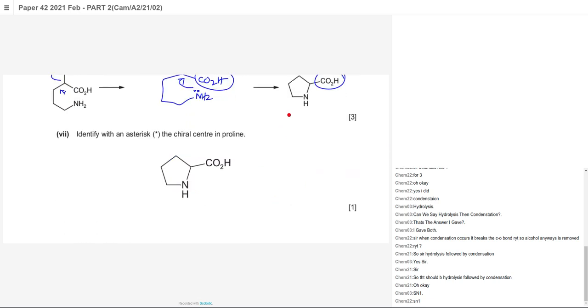Identify with an asterisk the chiral center. Only one chiral center. 4 different groups attached. There's a hydrogen here, which is not shown. Let's get it to a formula.